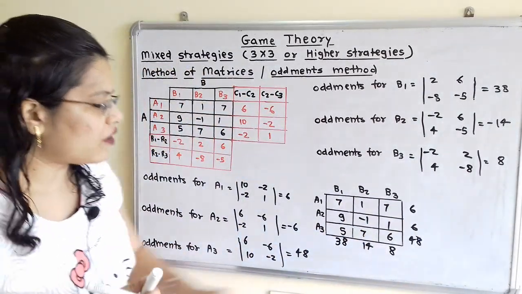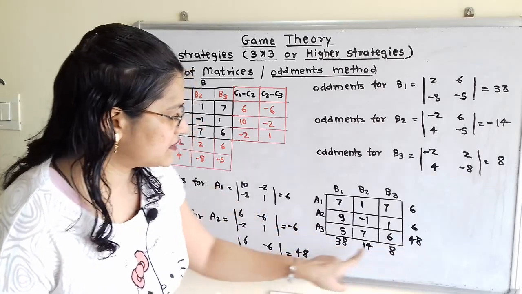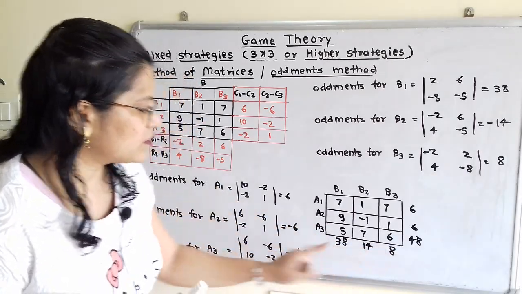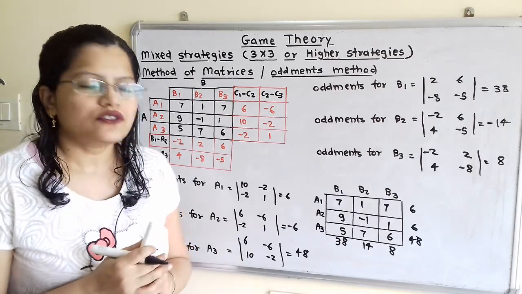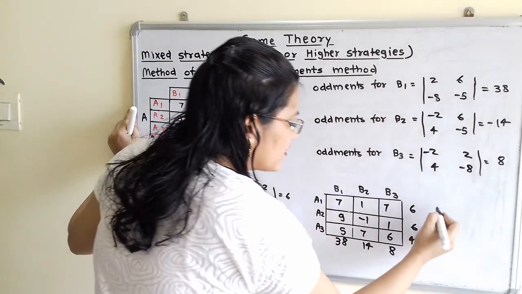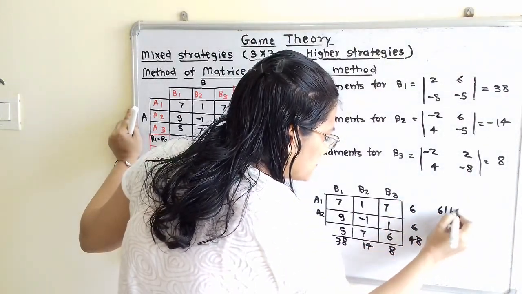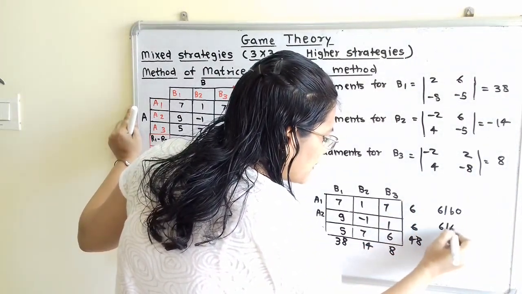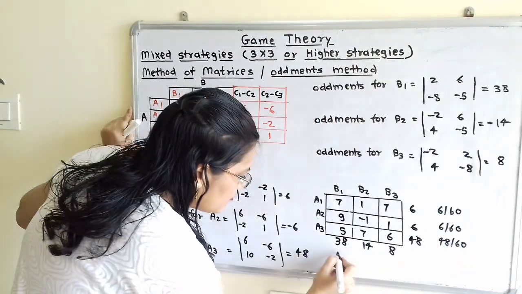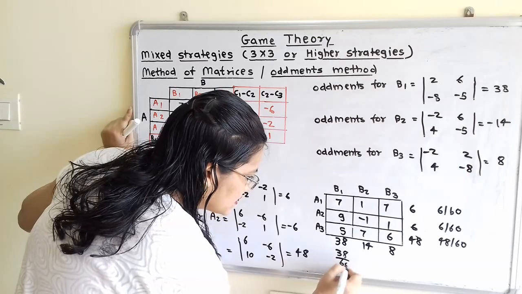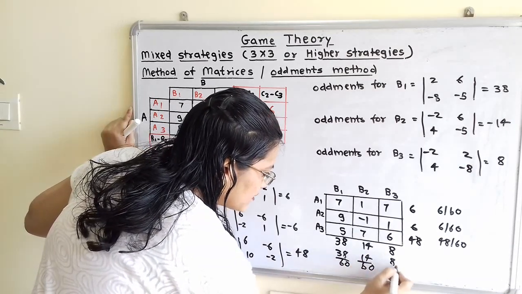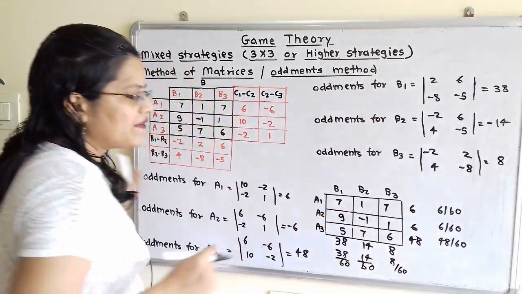Now if we add all these elements, the addition is 60, and if we add all these elements, here also the addition is 60. So we will simplify this. I will take here the ratio 6 by 60, then here also 6 by 60, then 48 by 60, then 38 by 60, 14 by 60 and 8 by 60.